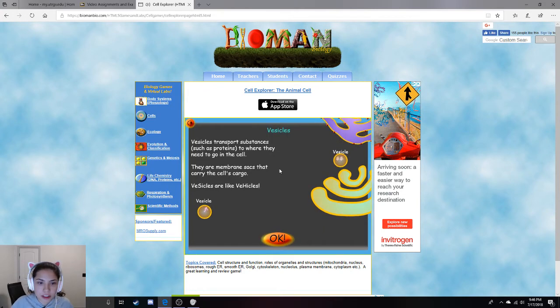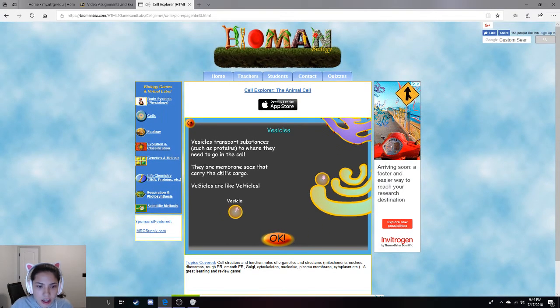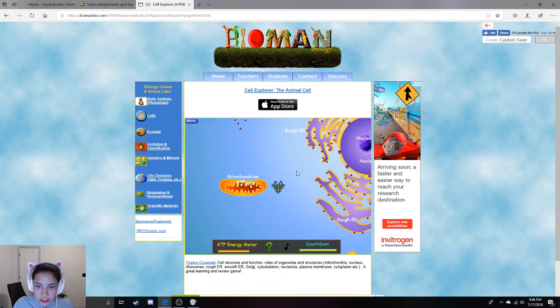Vesicles transport substances such as proteins to where they need to go in the cell. They are membrane sacs that carry the cell's cargo. Vesicles are like vehicles. What is the primary function of vesicles? To make proteins, to make energy, to make rough ER rougher, or to transport proteins and other substances? This is D.